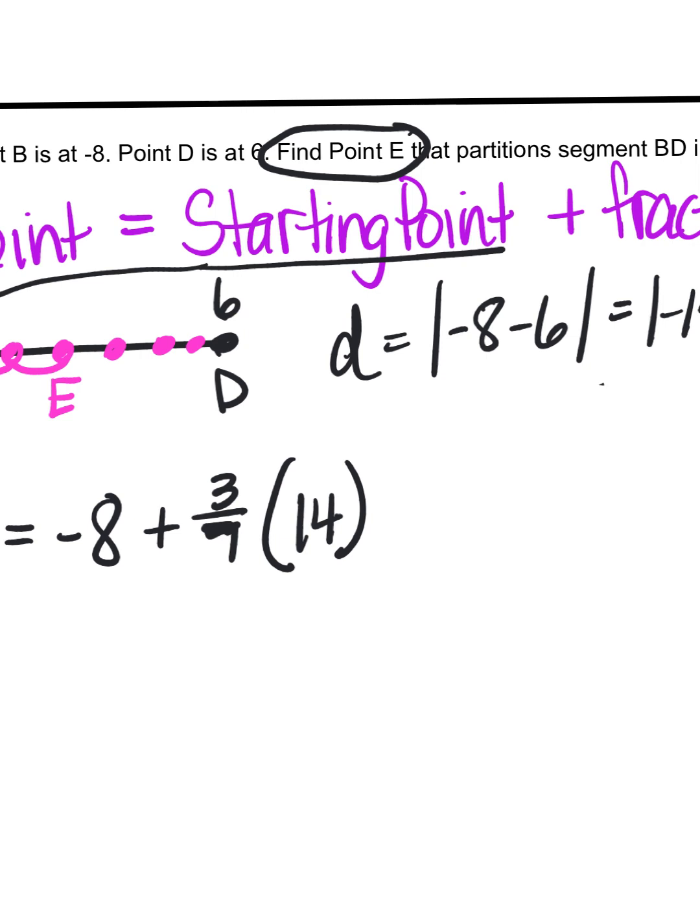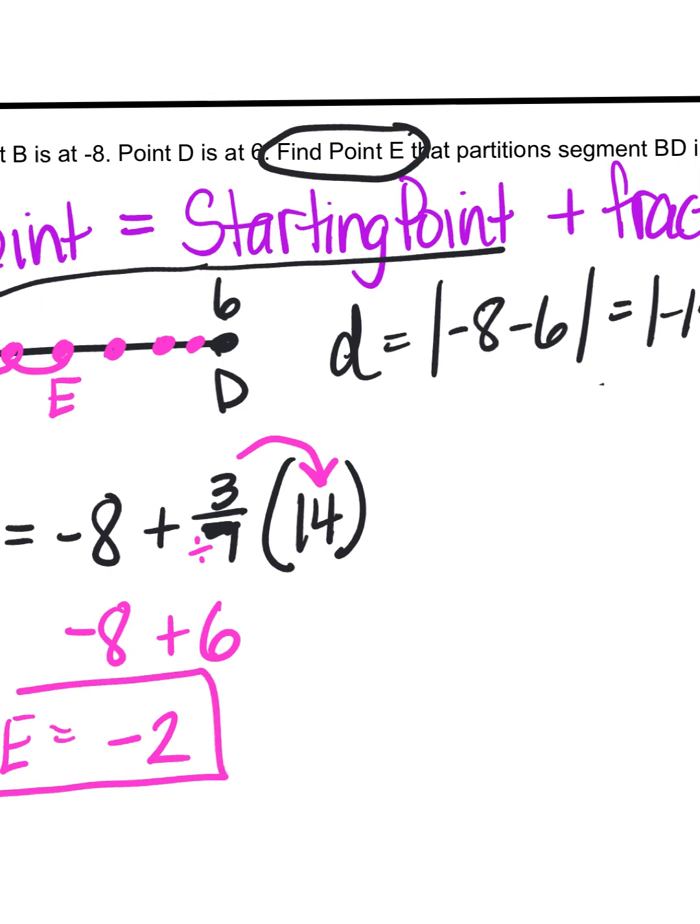But I need to know where. Okay, so I'm going to take this and do the math. So this is -8 plus 3 times 14 is 42. 42 divided by 7 is 6. -8 plus 6 is -2. So point E is located at -2. So this is -2. And that is where my partitioned point goes.